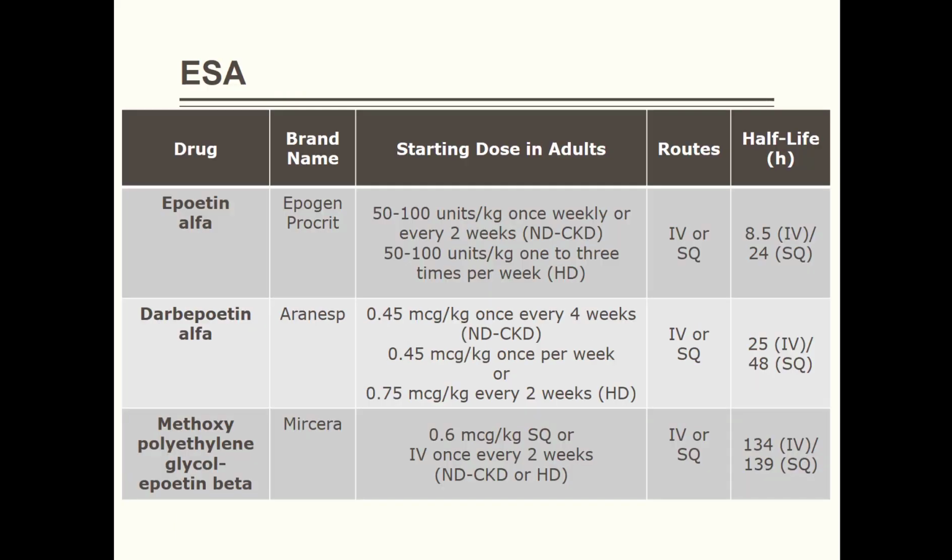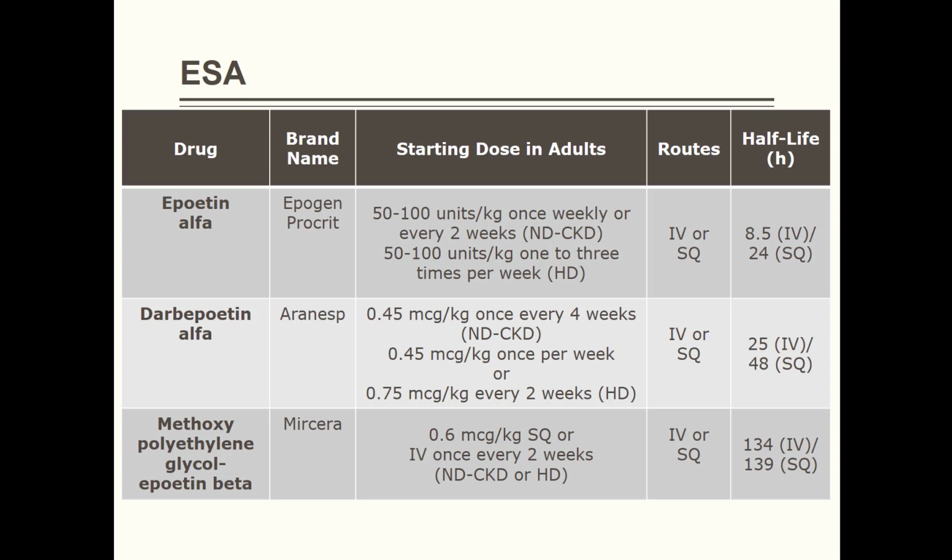In America, there are three types of ESAs. One is epoetin alpha. The brand names for epoetin alpha are Epogen and Procrit. So these are basically the same drug, whereas Epogen is only approved for patients on hemodialysis. Procrit is indicated for patients who are not on dialysis. As you can see, it's used more frequently compared to the others because of the shorter half-life.